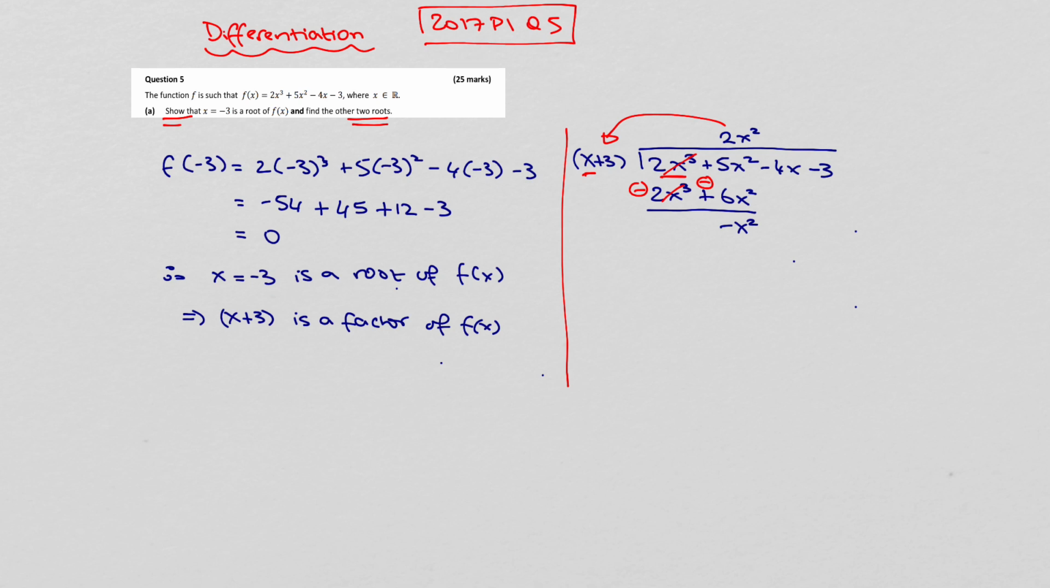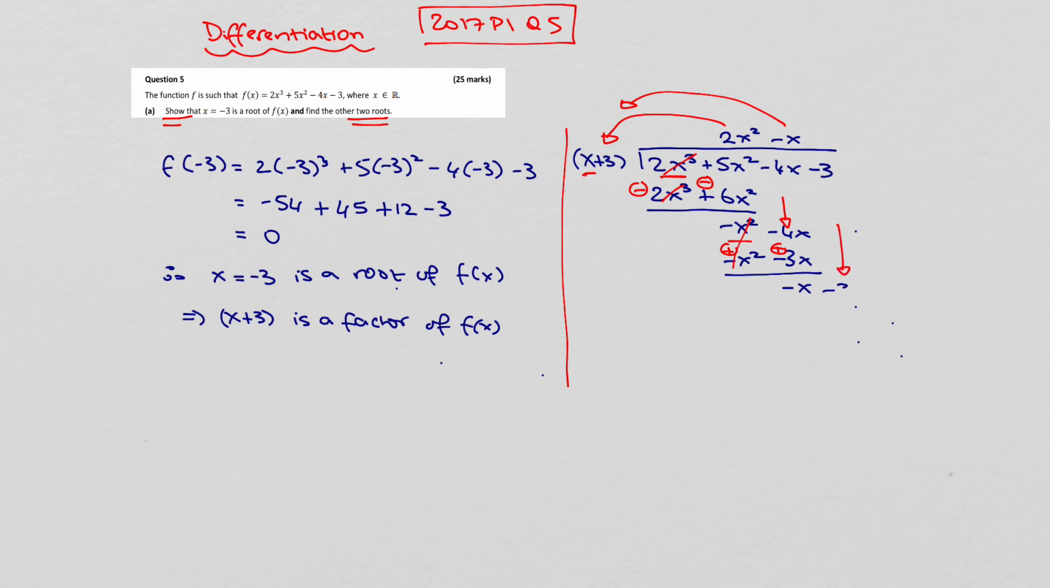And then we start the process all over again. So x into minus x squared goes minus x times. We're going to take our minus x and multiply it back out by the x plus 3. And we also have to bring down this minus 4x as well. So we have minus x times x is minus x squared, and minus x times 3 is minus 3x. And again, we change our signs. So that gives me minus 4x plus 3x is minus x. Bring down our minus 3.